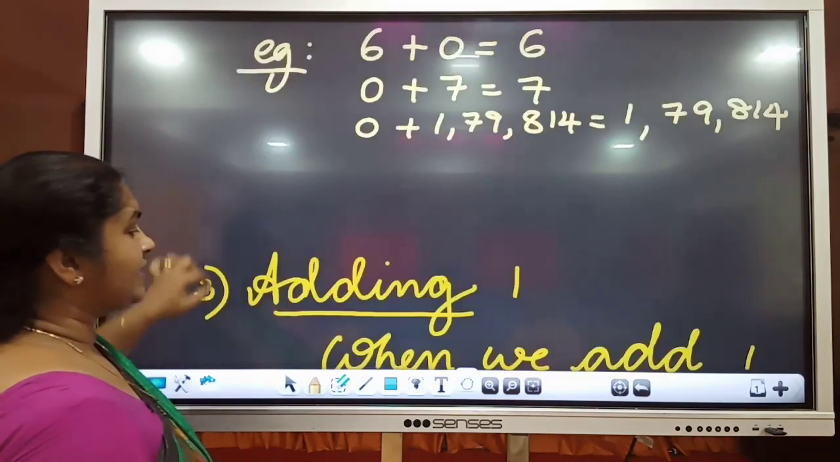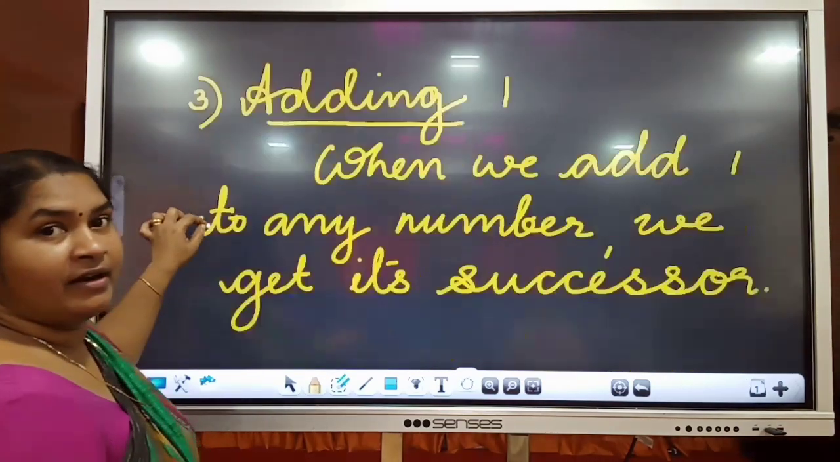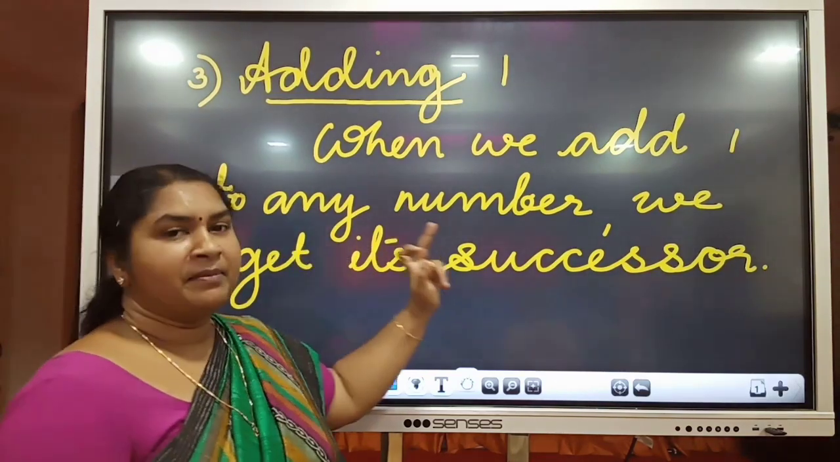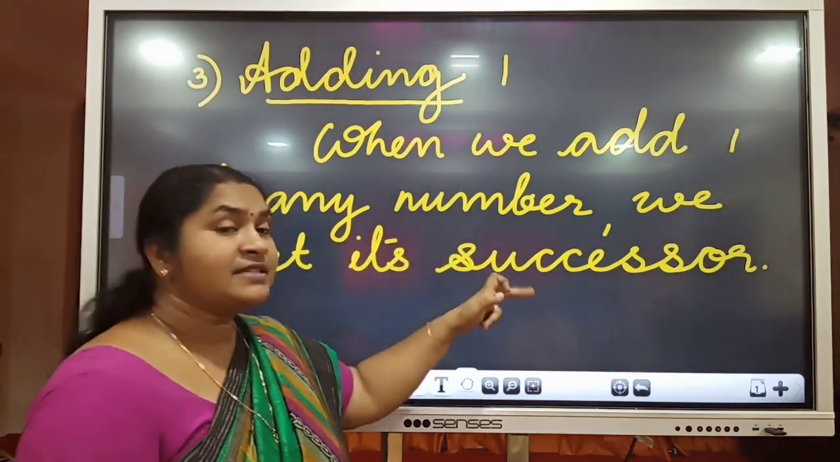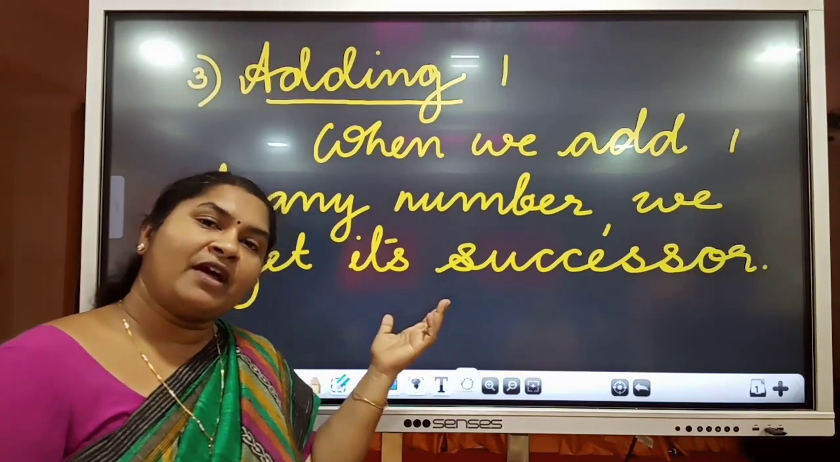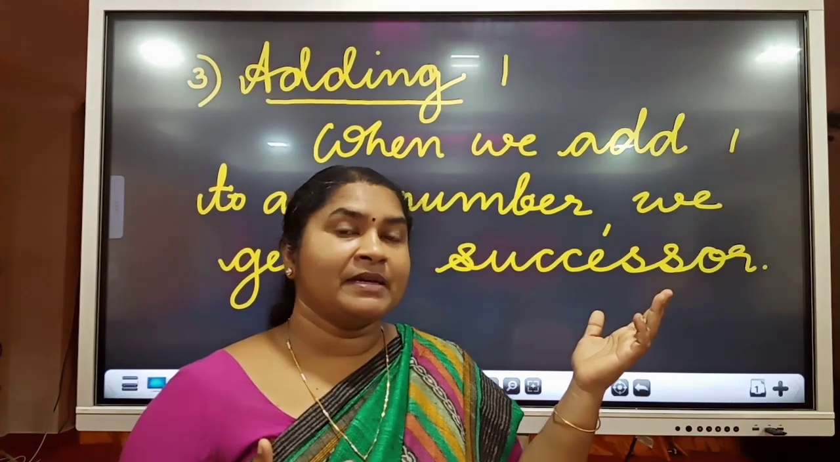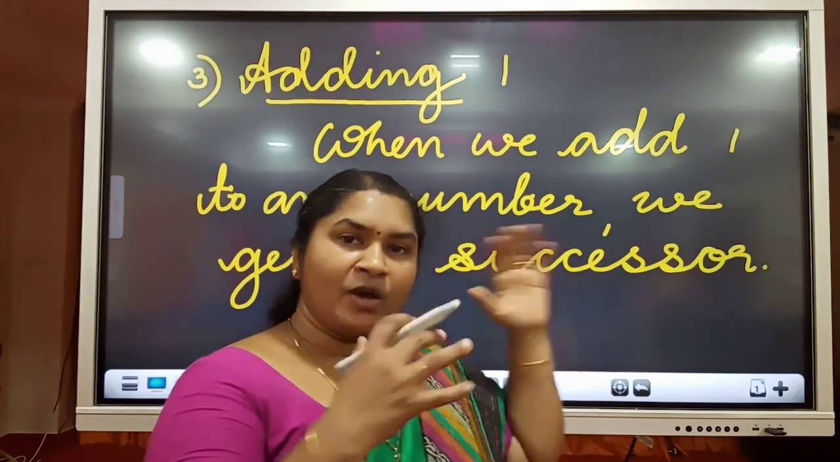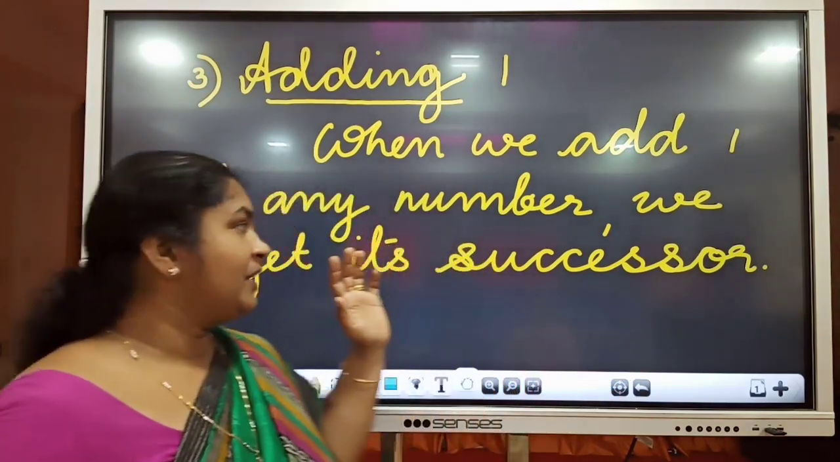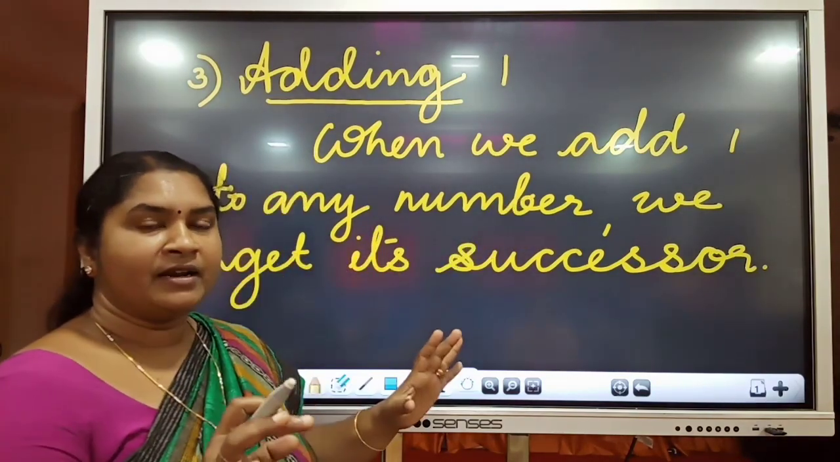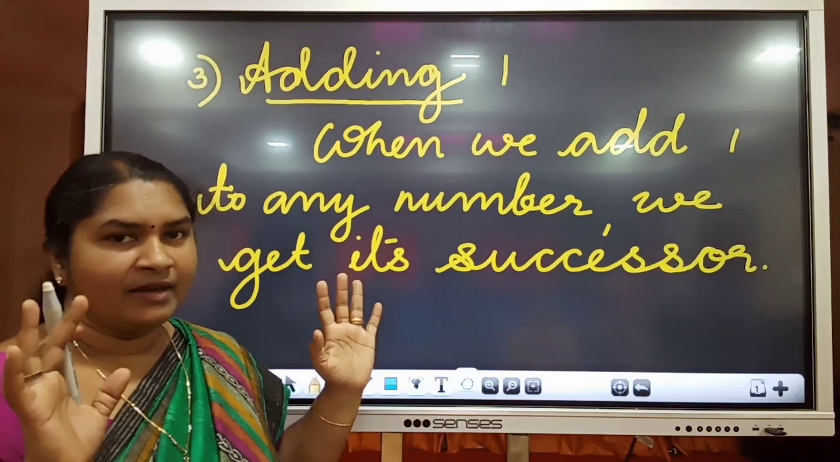Now we pass on to the third one, that is adding 1. When we add 1 to any number, we get the successor of that number. That already we have discussed in the second or third class. Do you remember successor and predecessor? So now we are dealing with the successor, because when we add 1, the next number simply you can write.